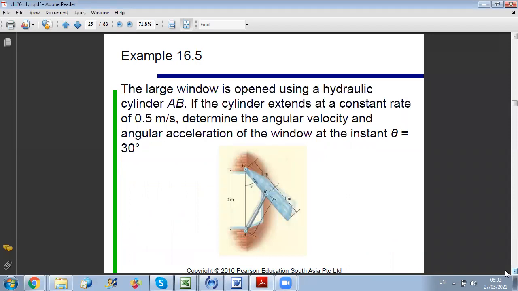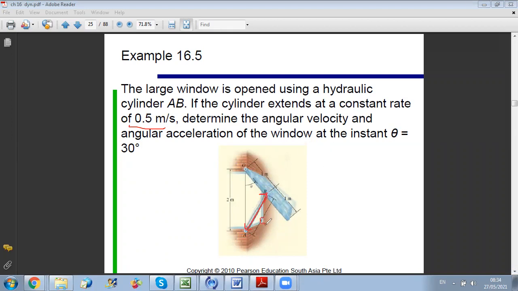The large window is opened using a hydraulic cylinder AB. If the cylinder extends at a constant rate of 0.5 meters per second, determine the angular velocity and angular acceleration of the window at the instant theta equals 30 degrees. So in this problem, we have a hydraulic cylinder, AB, that is extending at a rate of 0.5. What do we mean by this? The length of this hydraulic cylinder is not fixed, okay? To open the window, it should extend.